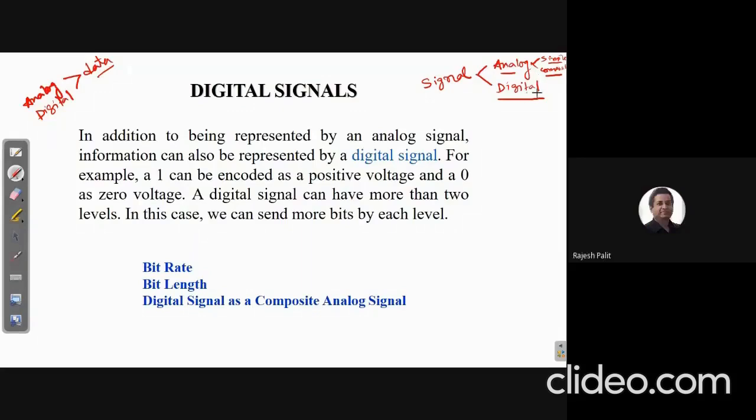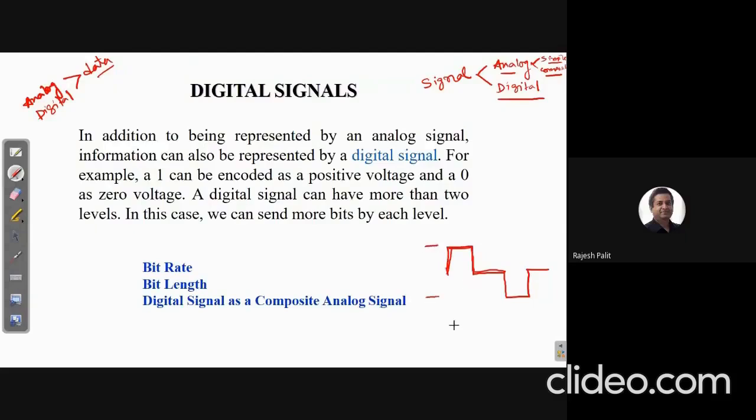So now let us talk about the digital signal. A digital signal is basically this. There is an abrupt change in the amplitude, for example from this level to this level. That means the change of level is very instantaneous or abrupt, and there are only a number of levels.